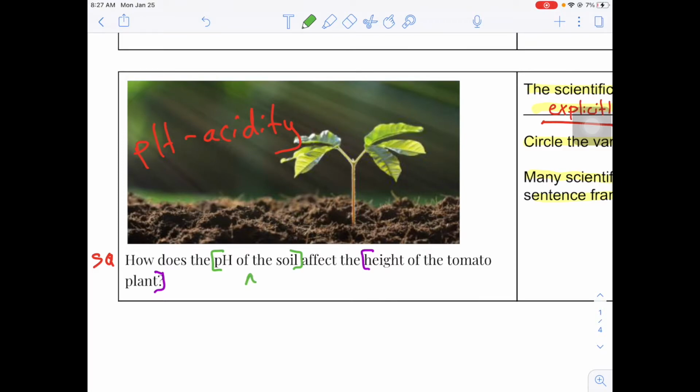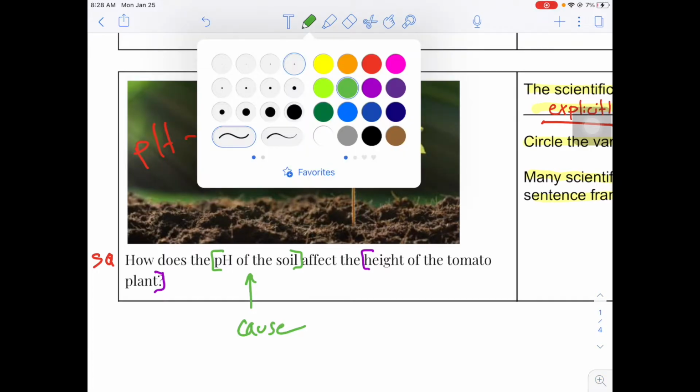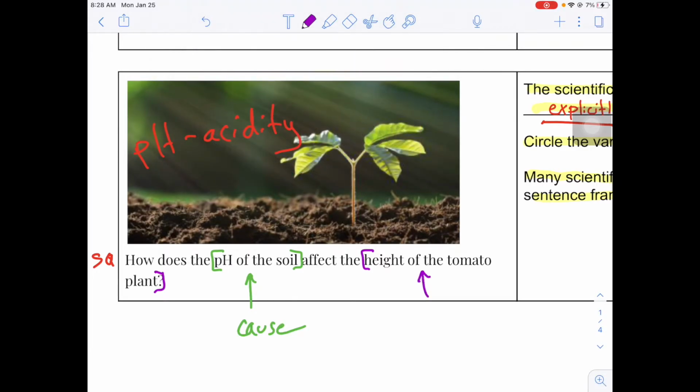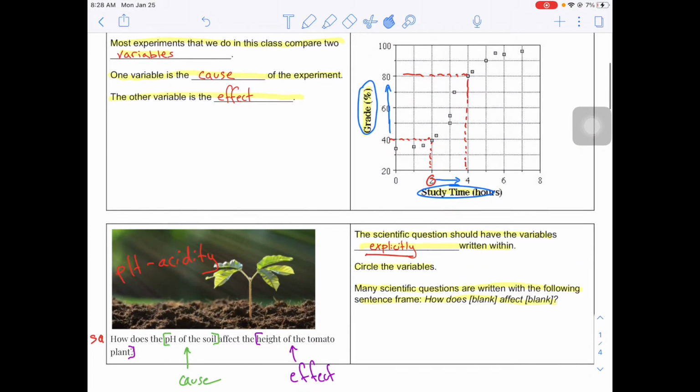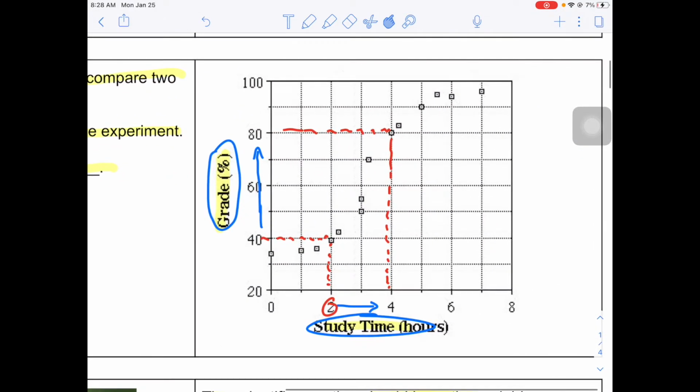If you said the pH is the cause and the height of the plant is the effect, then you are correct. We have a cause and effect. And that's how all of these go. So yeah. Really quickly, what would the scientific question be here?